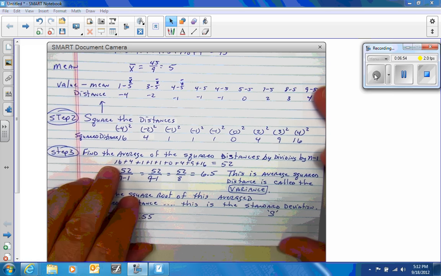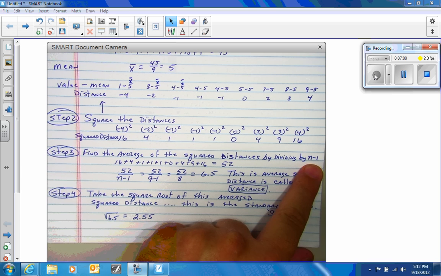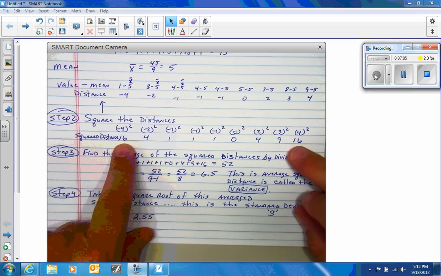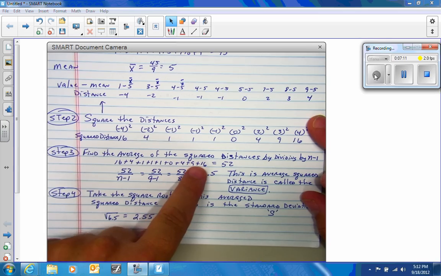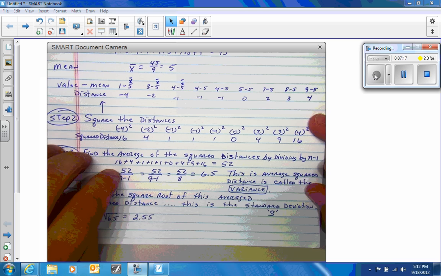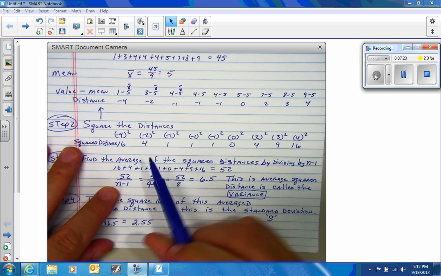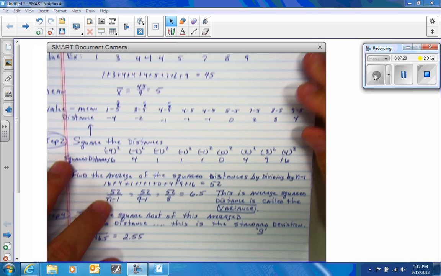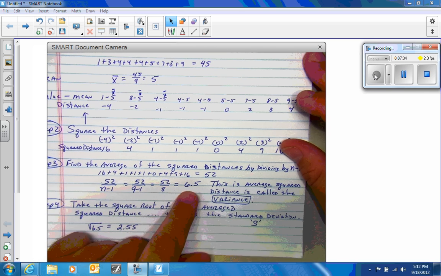Step three is to find the average of the squared distances by dividing by n minus 1. And I'll explain that in class. When you take these squared distances and add them up, 16 plus 4 plus 1 plus 1 plus 1 plus 0 plus 4 plus 9 plus 16, that adds up to 52. We're going to take that 52 and divide by n minus 1. Now, n is the number of observations. If you go back up here, there were 9 numbers. So 9 minus 1 is 8. 52 divided by 8 is an average of 6.5.